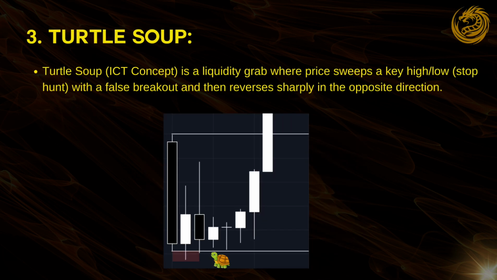Third, and very important, is the key level turtle soup. Turtle soup is a liquidity grab where price sweeps a key high or low with a false breakout and then reverses sharply in the opposite direction. So this is where you should enter. You should always enter your trades after a turtle soup. The turtle soup is basically a liquidity sweep where all the sell stops or buy stops are hunted.